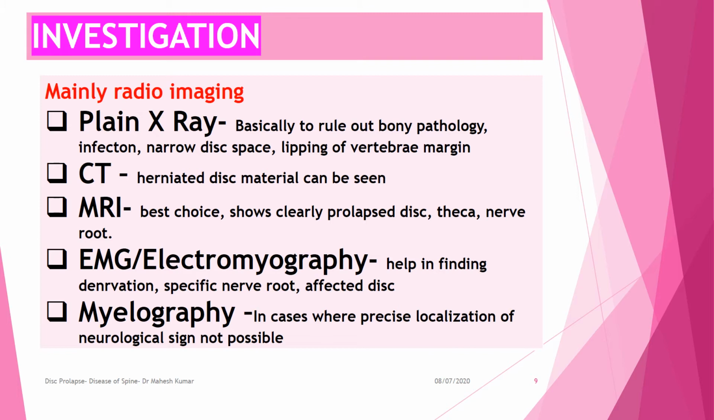Basically, a plain X-ray is advised to rule out bony pathology and infections, narrow disc space, leaking of vertebral margin, etc. The CT scan shows the herniated disc material. MRI is the investigation of choice and it shows clearly the prolapsed disc, the theca and the nerve roots of the particular nerve. The electromyography or EMG helps in finding denervation, specific nerve root and affected disc.